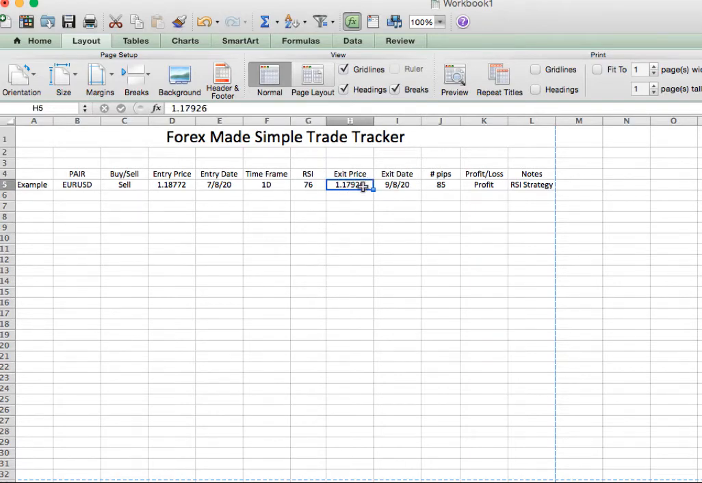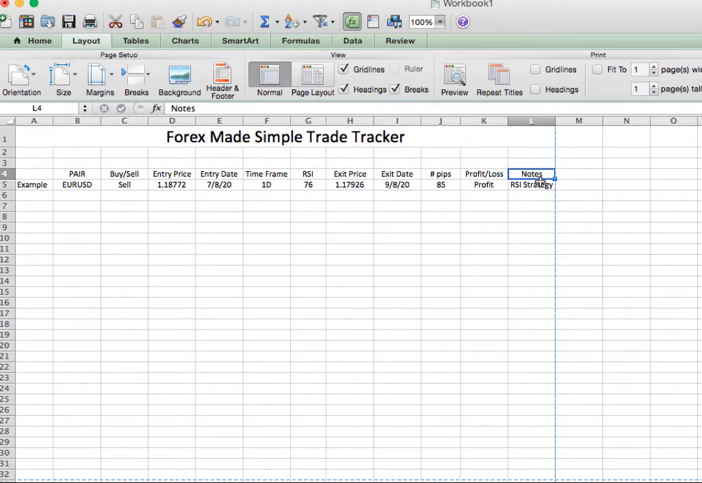What was the exit price? What date did we close or take that exit price? How many pips was it? Right, so you can see 1.17926, basically 85 pips. Was it a profit or a loss on that trade? It was a profit.